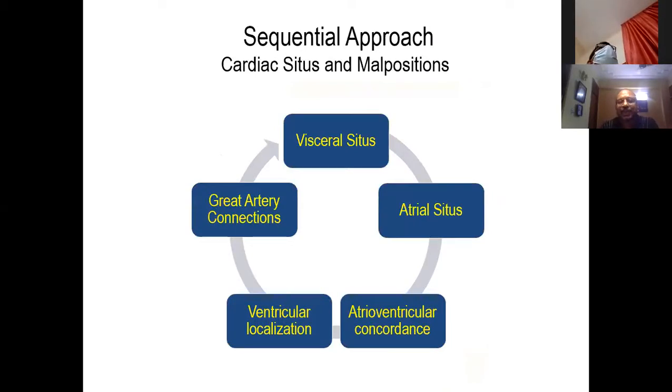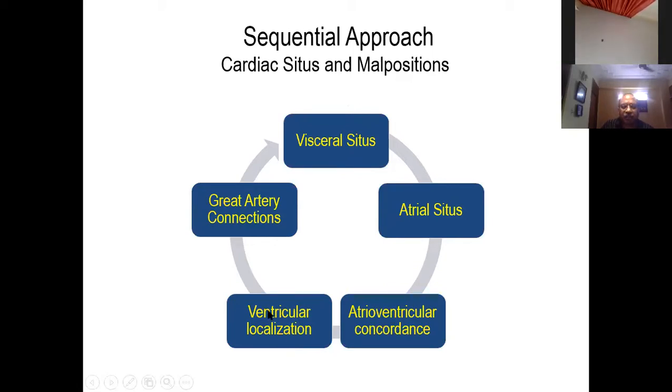Let's move further. Go to a sequential approach of analyzing these chambers. What we look at first is visceral situs. Next, atrial situs. Next is atrioventricular concordance, then ventricular localization, and finally the great artery connections. So this is the sequence. What do you mean by visceral situs? Visceral situs is whether my heart is lying on the left-hand side of the chest or not. Atrial situs means whether the atria are in their proper positions. Then comes the atrioventricular connection, when the atria are connected to ventricles in a proper way.